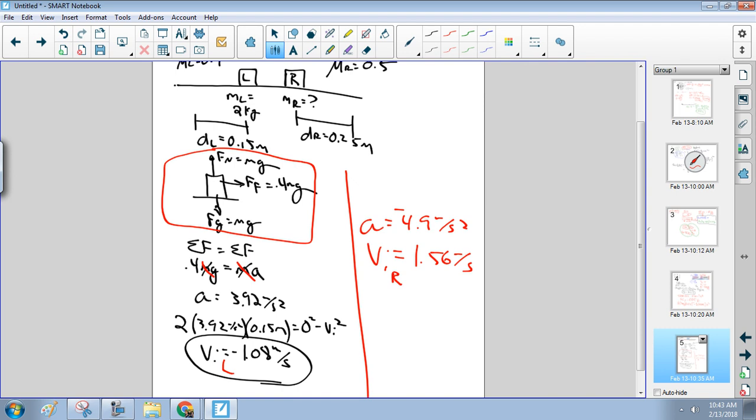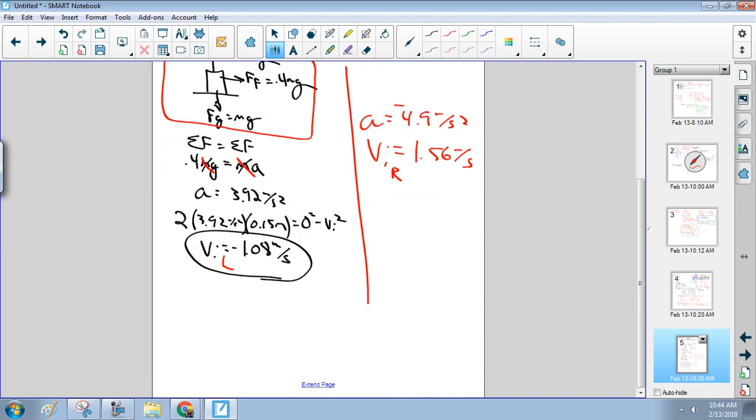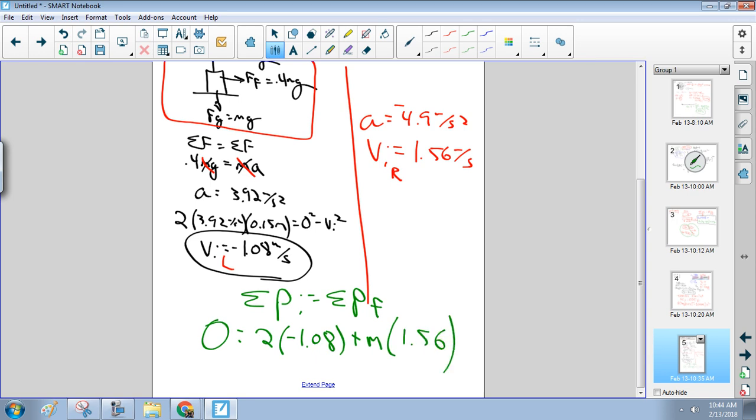Everybody good? All right. So now isn't it true that these two momenta have to be equal and opposite? So 2 times 1.08 equals m times 1.56. I guess if you wanted to do it using what I've told you, like we're trying to be consistent, right? So it's total momentum before equals total momentum after. Total momentum before is 0. Total momentum after would be mass times velocity plus mass times velocity. And solve for your mass. Cool?